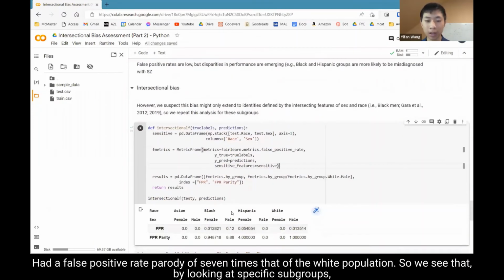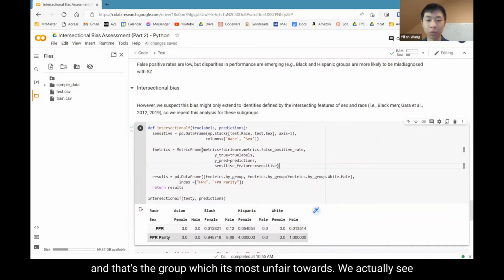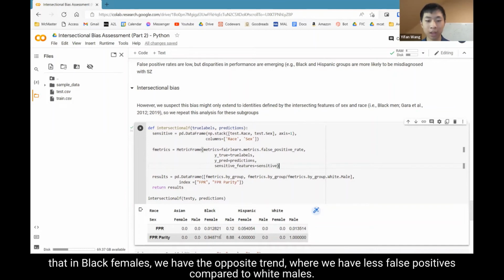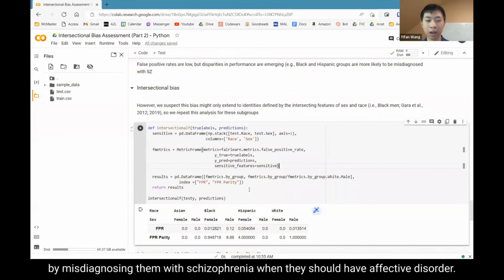So we see that by looking at specific subgroups, our model has become even more biased because it is specifically discriminating against Black males. And that's the group which it's most unfair towards. And we actually see that in Black females, we have the opposite trend where we have fewer false positives compared to white males. So clearly, this model isn't quite fair. It's being discriminatory towards Black males by misdiagnosing them with schizophrenia when they should have affective disorder.